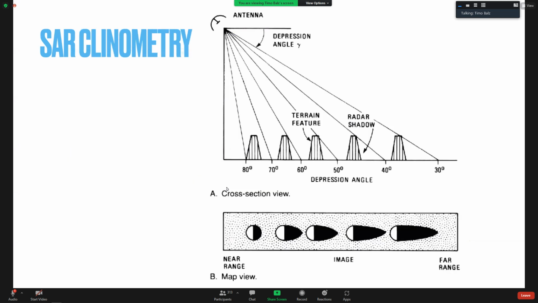Anyway, in SAR clinometry, we are looking, for example, at the radar shadow, the length of the radar shadow. We can use that to measure the height of an object. If we measure the shadow length and use trigonometry, we can calculate the height. It's a very simple approach to do that.